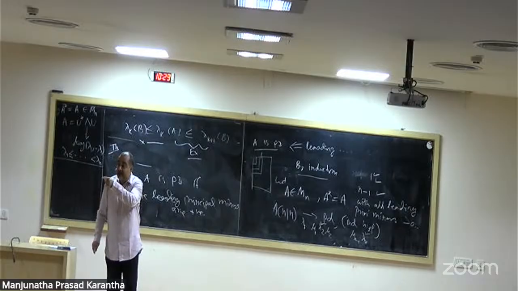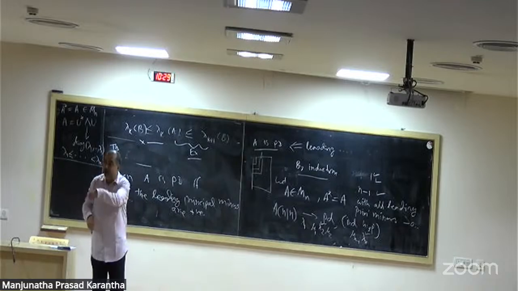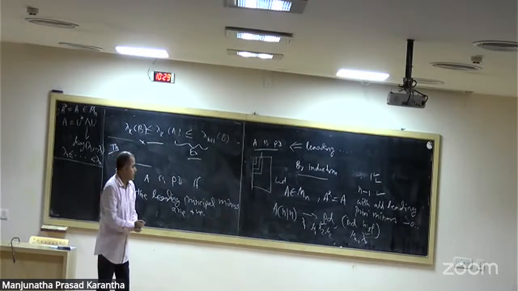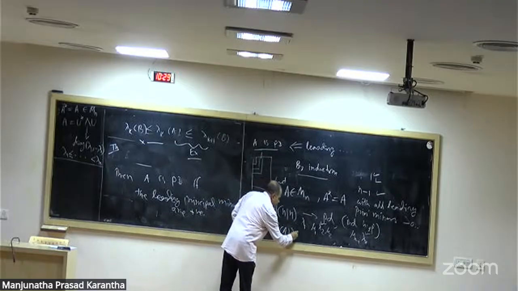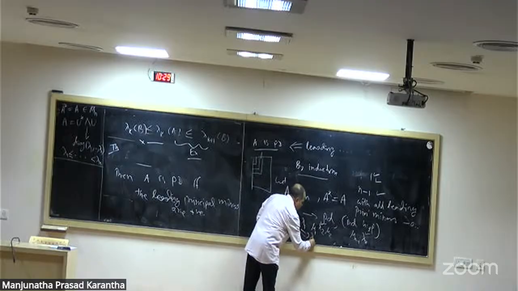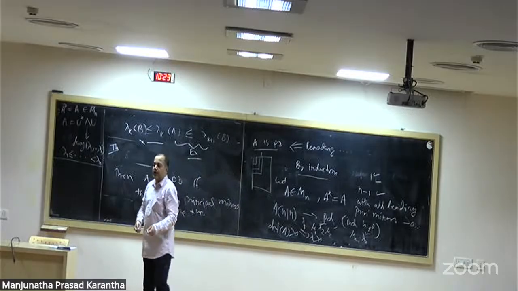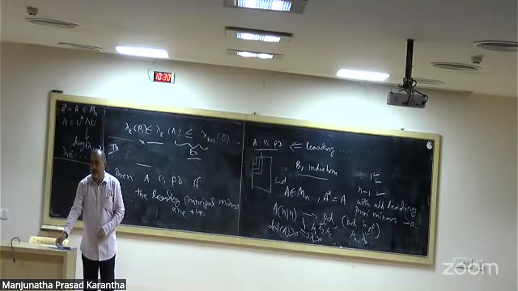Okay. But then remember the determinant of A was also positive, and the determinant is the product of eigenvalues. It follows that lambda 1 is also positive. The rest of them are positive follows from the fact that the smaller matrix was PD and the eigenvalues were interlaced. Okay.